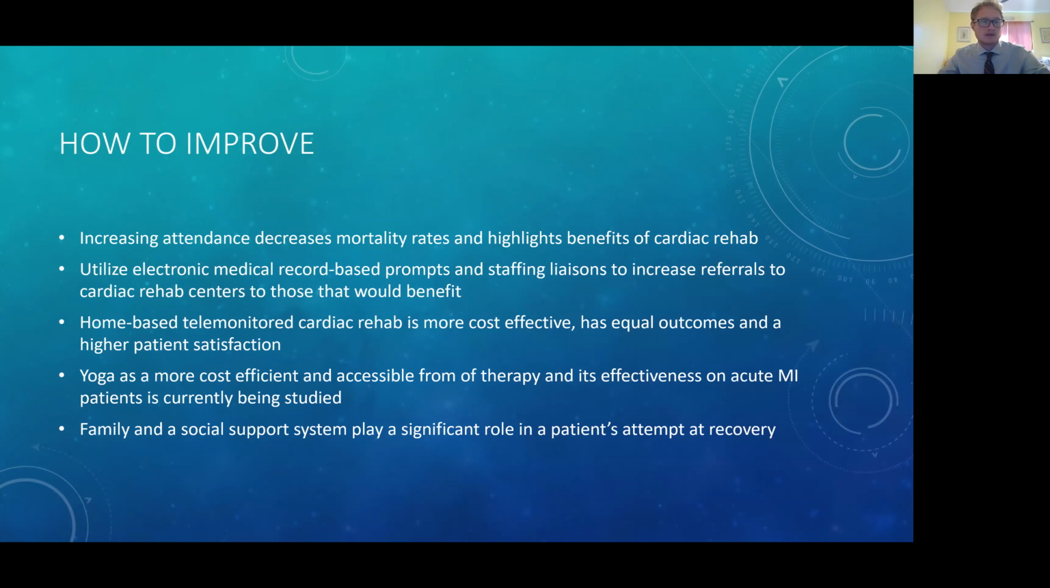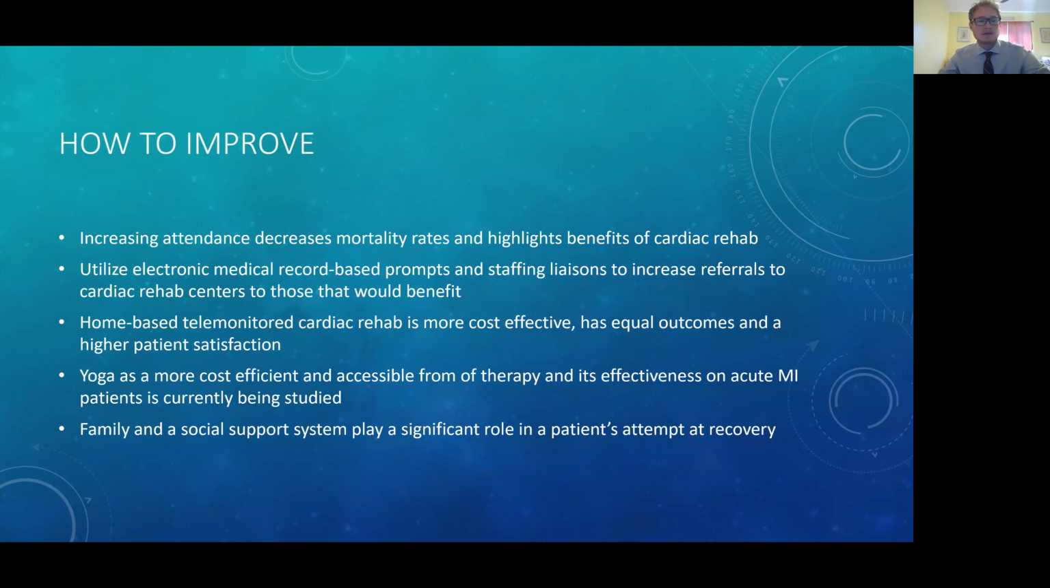It's also been shown to utilize electronic medical record-based prompts and staffing liaisons to increase referrals to cardiac rehabilitation centers for those that would benefit. Home-based telemonitored cardiac rehabilitation has also been shown to be equally effective, but also more cost-effective, and there's a higher patient satisfaction afterwards. We could also look at things such as yoga. Studies are looking into yoga as a more cost-efficient and accessible way of therapy, and its effectiveness is currently being studied on acute myocardial infarction patients.